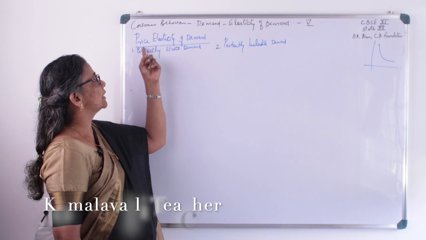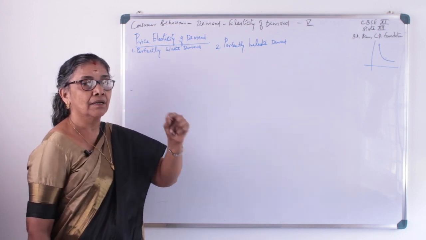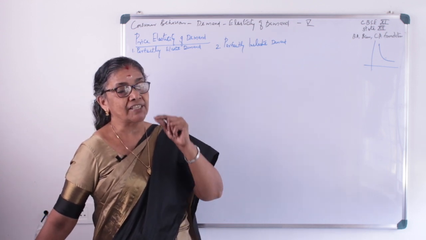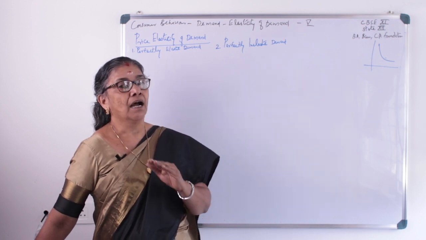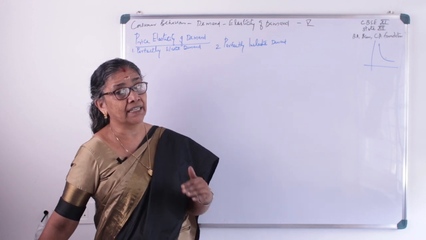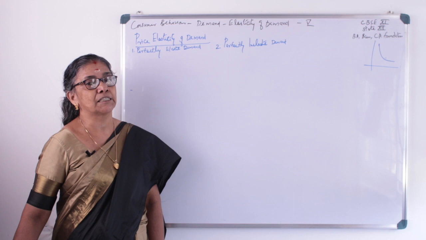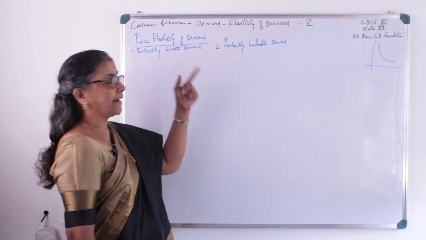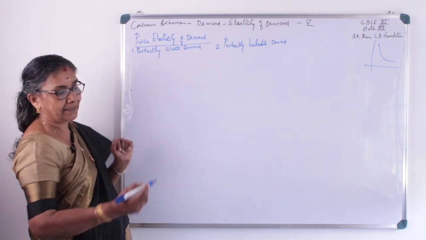So once more, what is price elasticity of demand? It is the responsiveness of quantity demanded to a change in its price. When the price of a commodity changes, how much change happens in the quantity demanded? The rate at which quantity demanded changes as a result of a change in its price. That is price elasticity of demand. Five kinds of price elasticity of demand are there. First one, perfectly elastic demand.